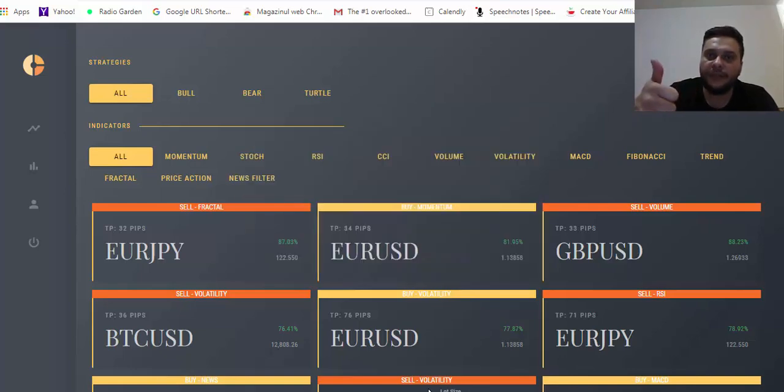Don't forget to go to the economic calendar and check it. Trade between 9 o'clock and 5 o'clock in the evening, and from Monday to Friday.